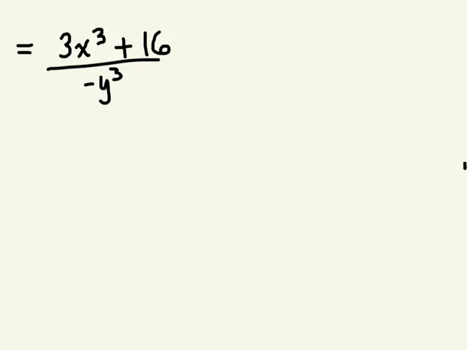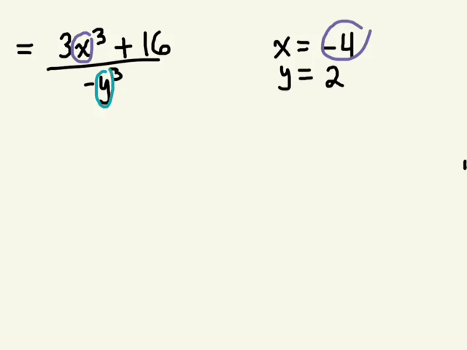In this example, you have two variables, but they tell you that x is equal to -4 and y is equal to 2. So it's the very first thing you should do to solve this. Plug it in. If I know that x is negative 4, wherever I see my x, I'm going to replace it with negative 4. And wherever I see y, we're going to replace it with 2.